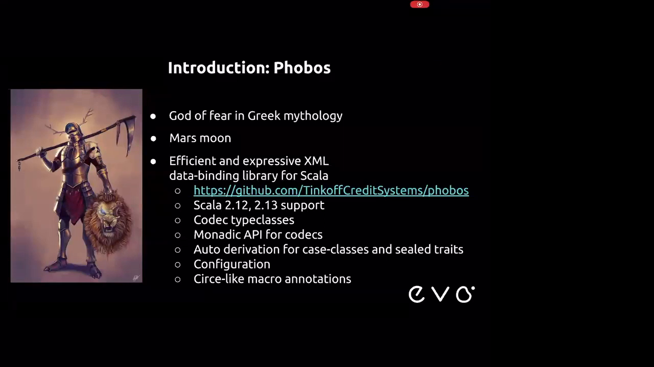I have shared the link in our Slack channel, so you may try it. We used it in production. It's very great. It supports Scala 2.12 and 2.13. It provides type classes for decoding and encoding XMLs from case classes and other data types. It provides a monadic API, auto derivation for codecs for case classes and sealed traits, and it allows configuration like Circe does, for instance.